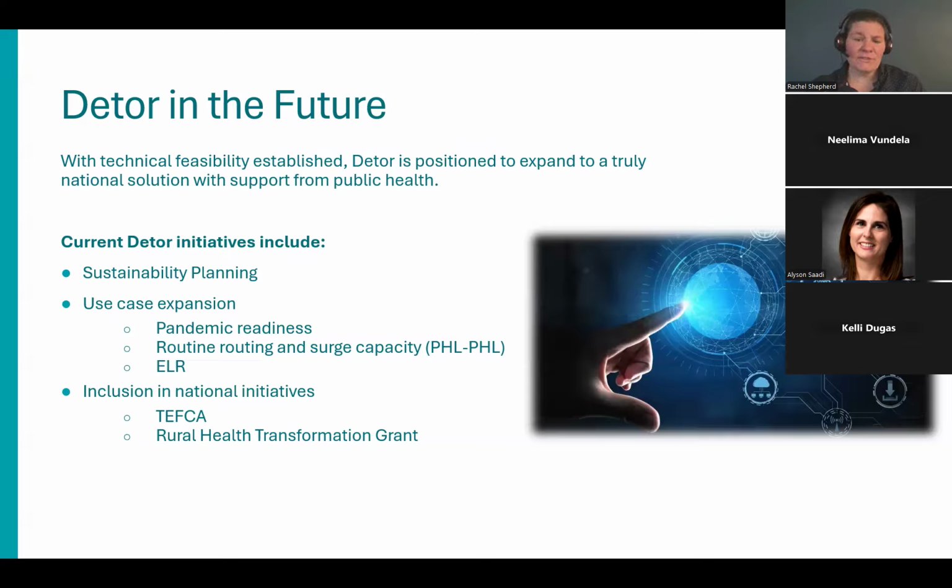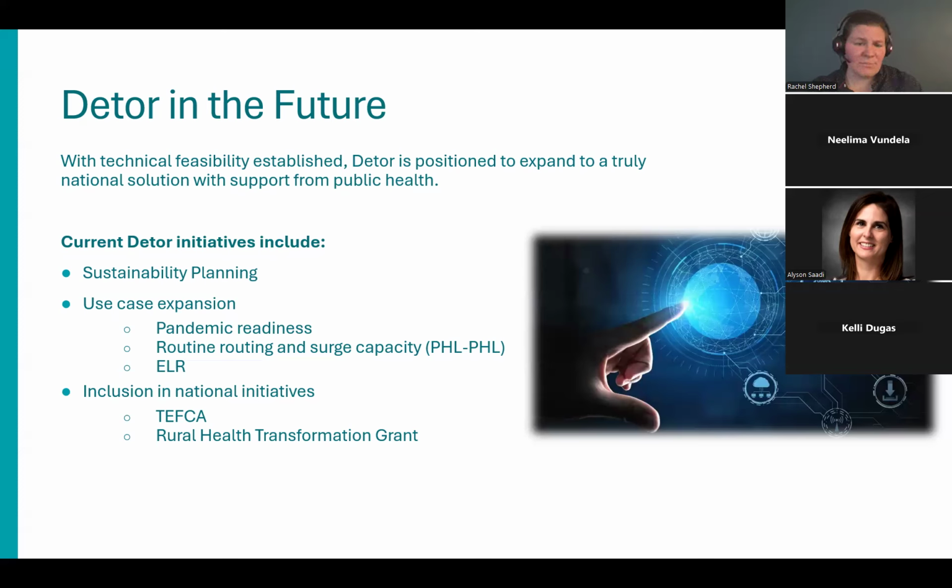And in the future, we want to expand functionality. It's a goal to include ELR in this. So basically, if a test goes through Detor and the result is reportable, it would be ideal to be able to fully automate that workflow and actually follow up with the reporting through Detor as well. Again, that's long-term functionality, but these are just on our future roadmap.